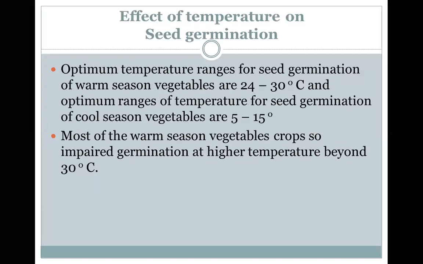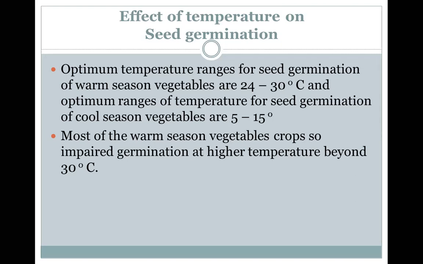Then effect of temperature on seed germination. What is the effect of temperature on seed germination? Temperature has an effect on seed germination. If the vegetables that grow in the cool season, like 5 to 15 degrees Celsius, are grown in higher temperatures, then they cannot germinate, right? So there is an optimum temperature range for germination of the vegetable crops.